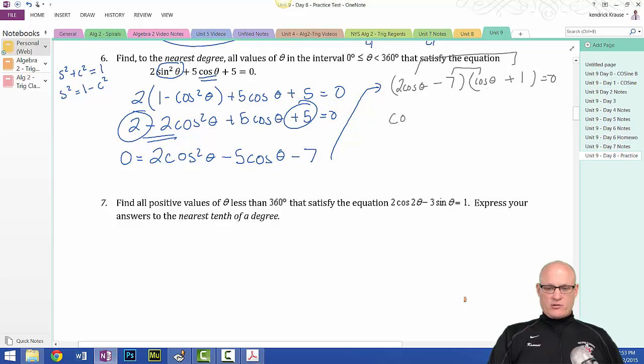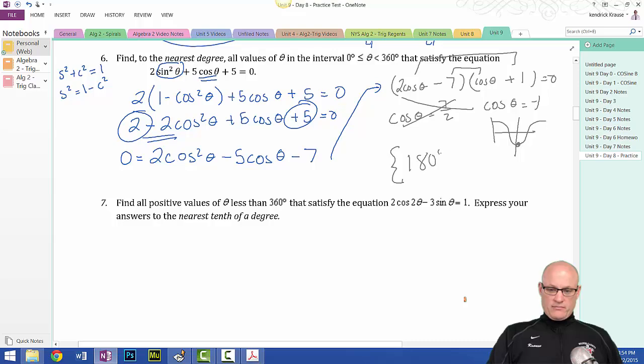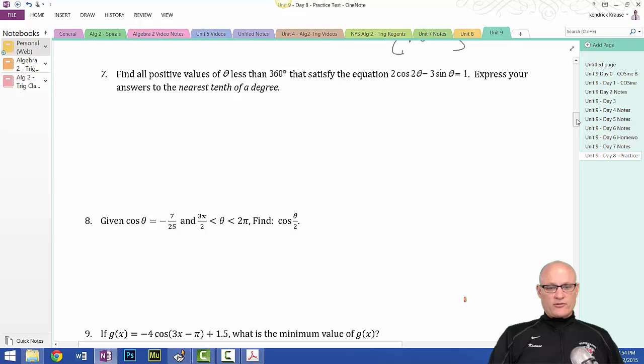So here I get cosine of theta equals 7 over 2. And here I get cosine of theta equals negative 1. Well, it can't be bigger than 1, so that doesn't make sense. And when I draw my picture, it equals negative 1 down here. That's halfway through the curve, which is at 180 degrees. Done. Next question.